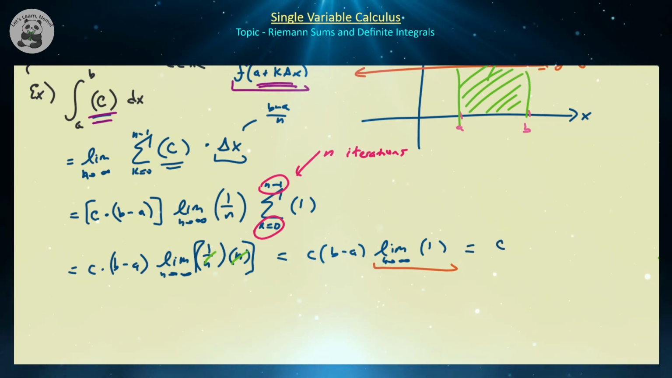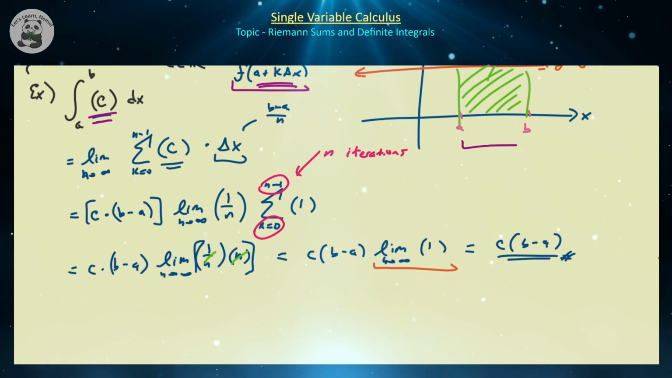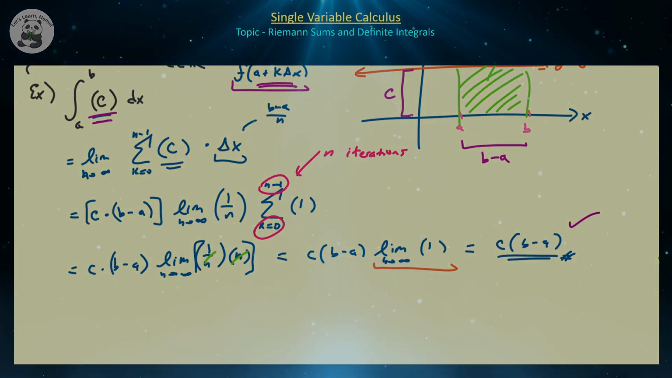So we're just going to be left with c times b minus a, right? So that's the definite integral of a constant on some interval a, b. And, well, is that true? Well, the distance from a to b is just going to be equal to b minus a, and the height of this function is just going to be equal to c. Therefore, the area of that rectangle is just height times width, so it's just c times b minus a, which definitely matches our geometric interpretation, which is actually pretty nice.